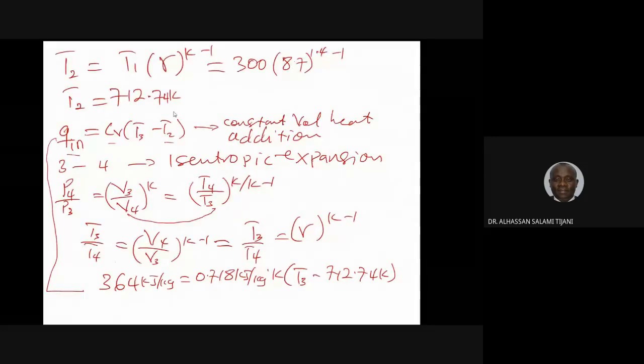T4 becomes, let me see. Oh, so what I did here was wrong. It is the Q out instead which is given. I'm very, very sorry. And this is wrong. So this is the wrong solution. I'm very, very sorry for this. So instead, we have Q out equals CV into bracket T4 minus T1. T4 minus T1. I'm very sorry.